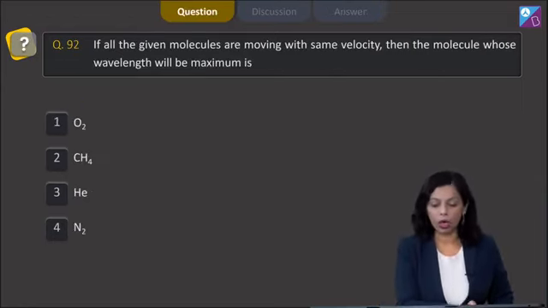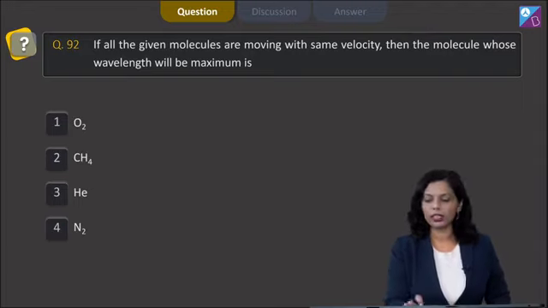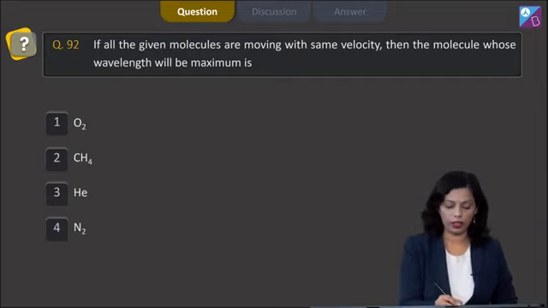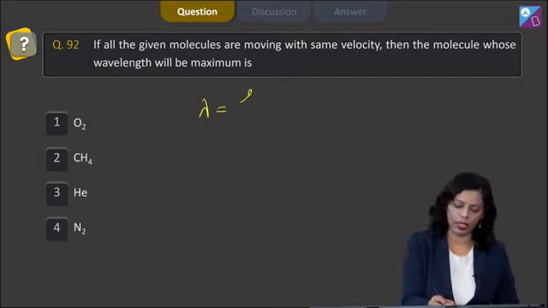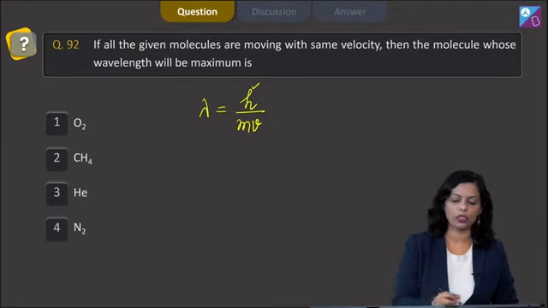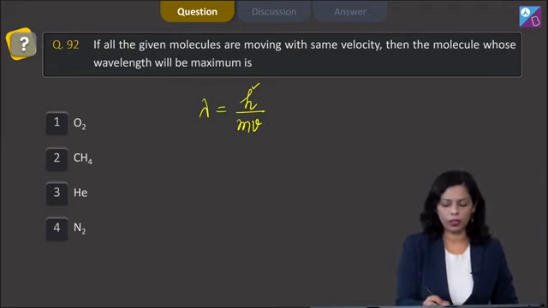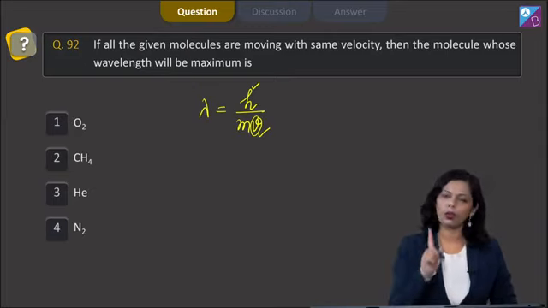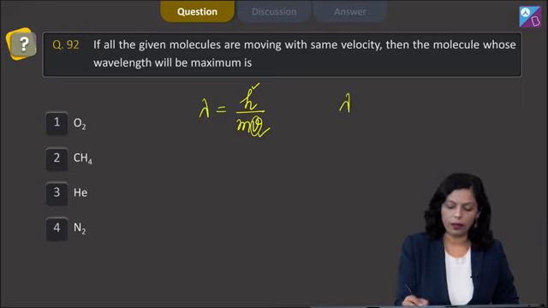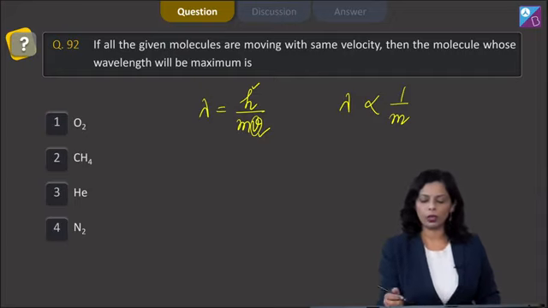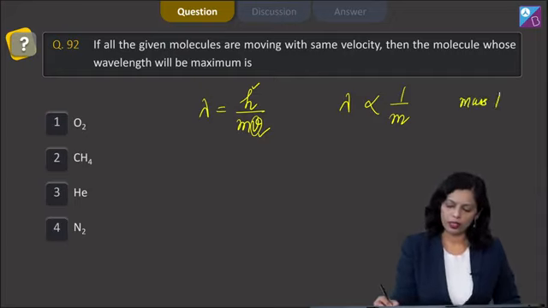If all the given molecules are moving with the same velocity, then the molecule whose wavelength will be maximum is, you are talking about the wavelength, the lambda value. Recall the de Broglie expression. In this expression, h is constant, and velocity is also constant as per the question, since all the molecules are moving with the same velocity. So only one thing is determining here. Lambda is inversely proportional to the mass, so the more the mass, the less the lambda value.